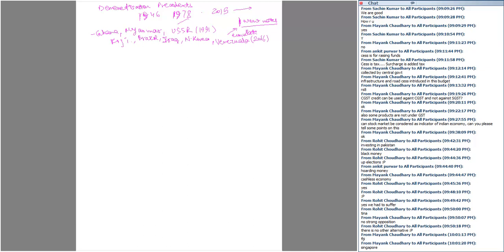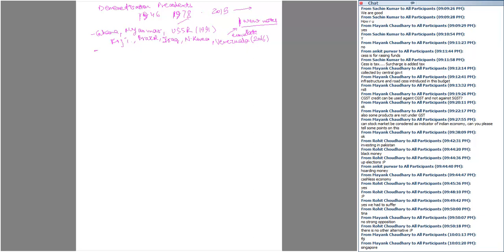Singapore has not done demonetization, I think. It doesn't need to do demonetization. It's a very strong economy. I'm not really sure where have you read about Singapore, but I think these are the countries who have done demonetization at one point or the other, and un sabka different purpose tha.